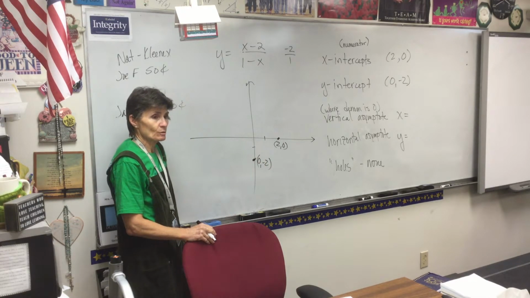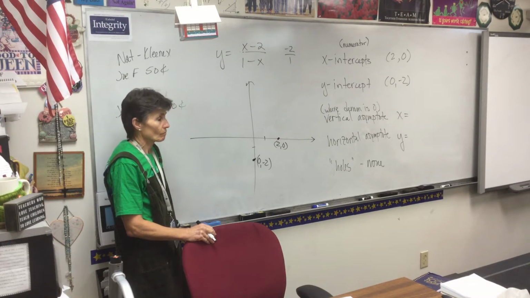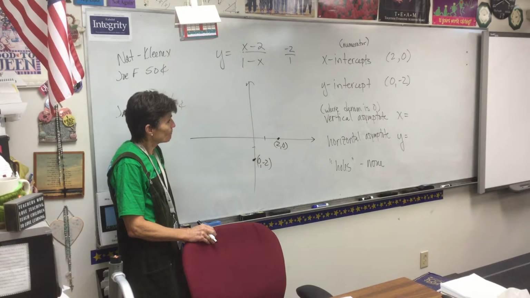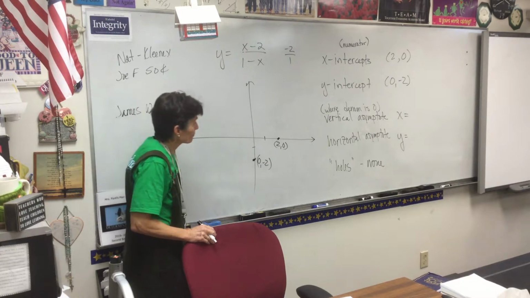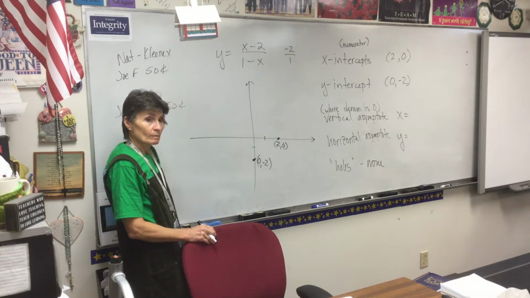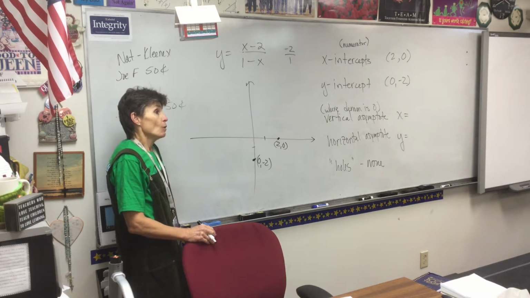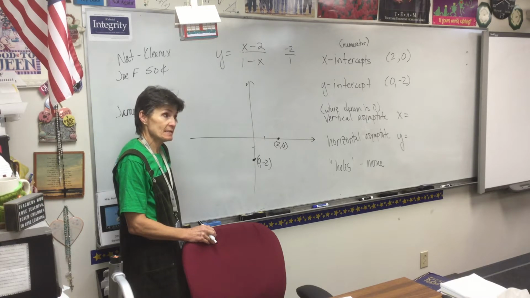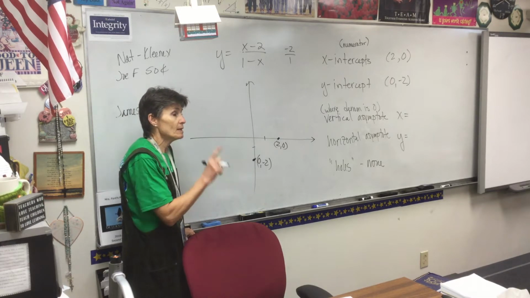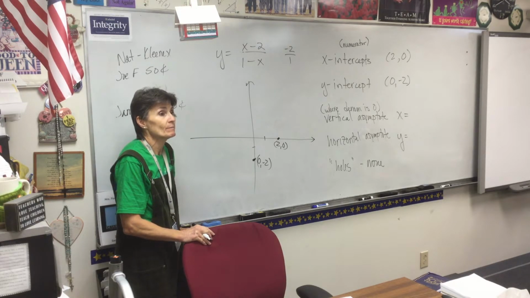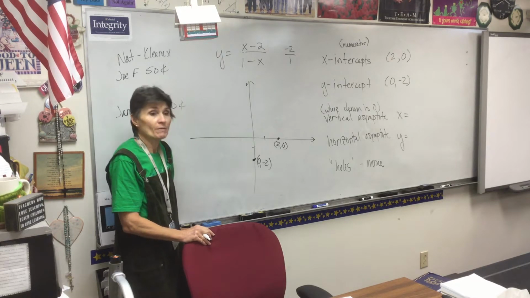What about these asymptotes? Jordan, can you give me an asymptote? Would it be 0 for the horizontal? Now, the horizontal asymptote can be 0, but when does that happen? The only time the horizontal asymptote will be 0 is if what? The power on the bottom is bigger.